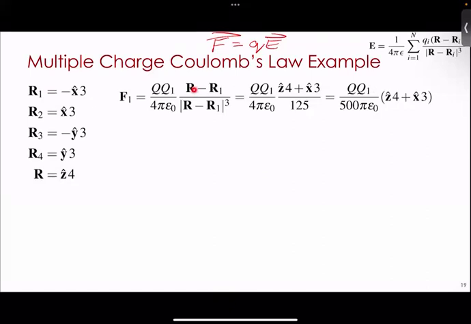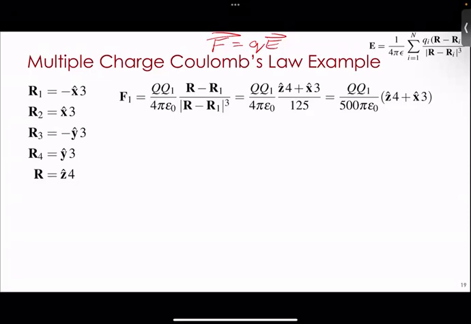Then we have R minus R1. We already started off by defining all of these R's. So R is Z hat 4 minus R1, which is minus X hat 3, so it'll be plus X hat 3. We've got a 125 down here. Someone tell me how that is 125. Let's start out with the magnitude. To get the magnitude, we do the sum of the squares and then we take the square root.